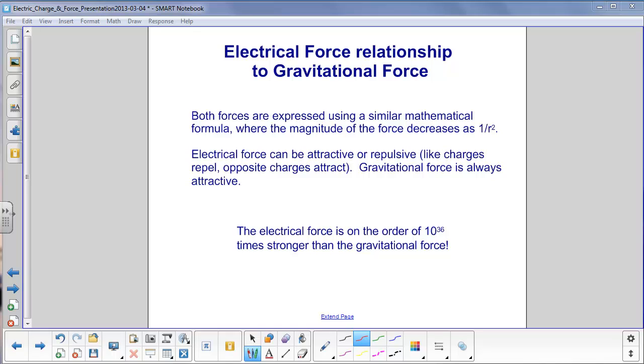A big difference, however, gravitational force is always attractive. There is no anti-gravity. However, electrical force can be attractive. The two charges can attract each other if they're different, or repulsive, like charges repel. And one further difference is, look at this number right here. The electrical force is on the order of 10 to the 36 times as strong as the gravitational force. The reason we notice gravity all the time, we are stuck to the Earth, is because of the tremendous mass of the Earth. But if you just compare the forces similarly, the electrical force is far stronger.